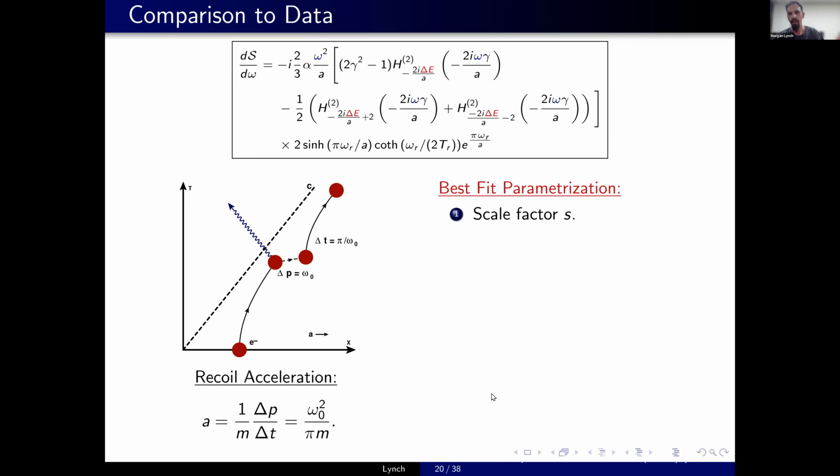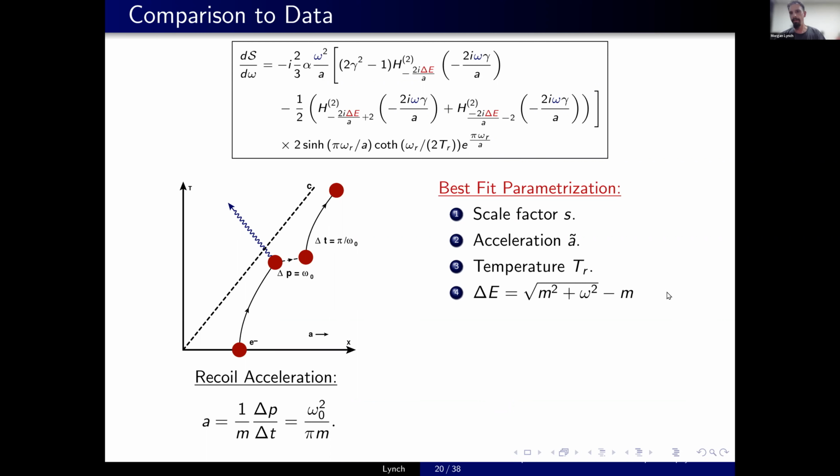Now for our best fits, we want an overall scale factor to take into account detector efficiencies, detector lifetimes, things like this. That overall acceleration, number one. Number two, the temperature. And we should expect these two things to be related by the Fulling-Davies-Unruh temperature, but we measure it directly from the bath.